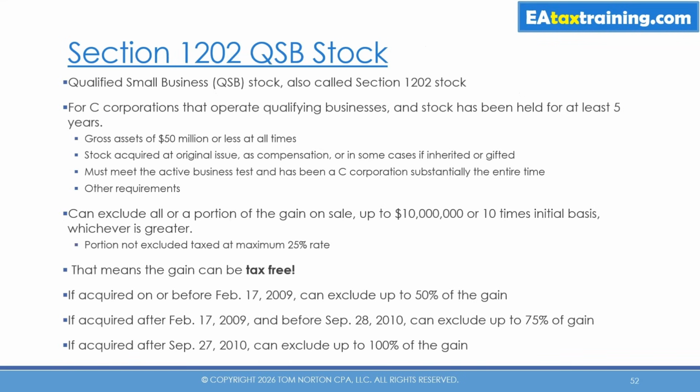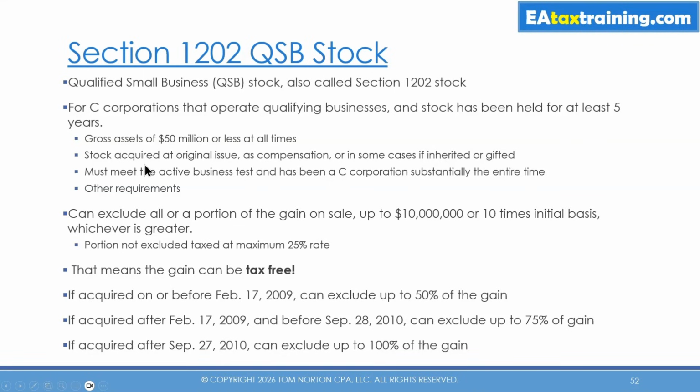Next is Section 1202 stock, otherwise known as qualified small business stock. Usually we just call it Section 1202 stock. This is for certain C corporations that are operating qualifying businesses, and the stock has been held for at least 5 years. So there are some rules with this. Some of the main rules are it has to have gross assets of $50 million or less at all times since the company has existed.